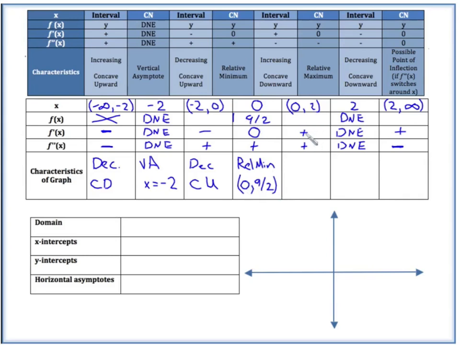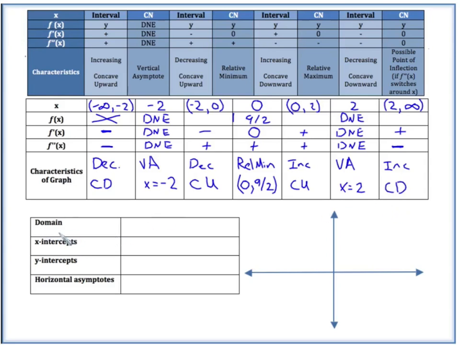In this one right here, an interval, positive, positive, so that's increasing and concave upward. Here, all DNE, so this is our vertical asymptote again, and the equation is x equals 2. And then on this interval, positive and negative, so this is increasing function, but it is going to be concave downward.